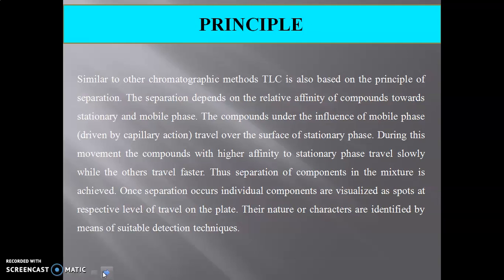The compound, under the influence of the mobile phase, which is driven by capillary action, travels over the surface of the stationary phase. Thus, the separation of the components in the mixture is achieved. Once the separation occurs, individual components are visualized as spots at respective levels on the plate, and their nature or character is finally identified by means of suitable detection techniques.